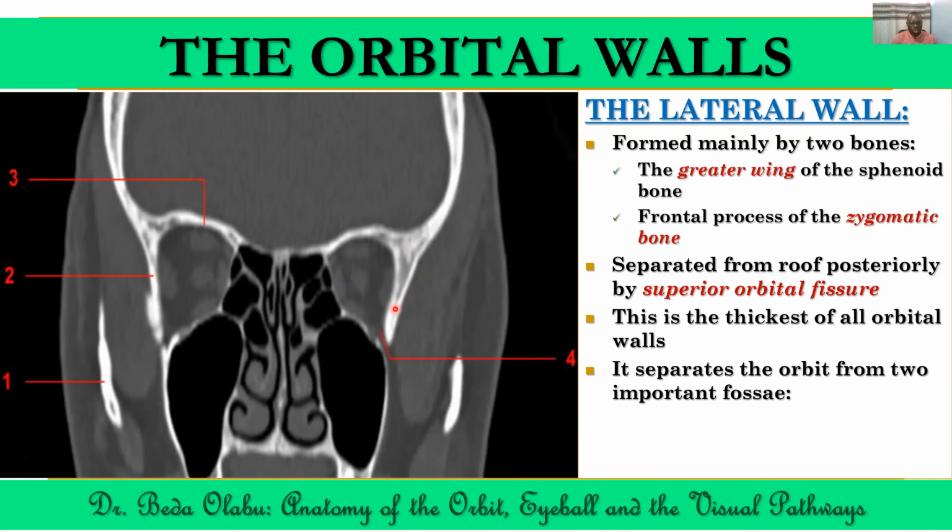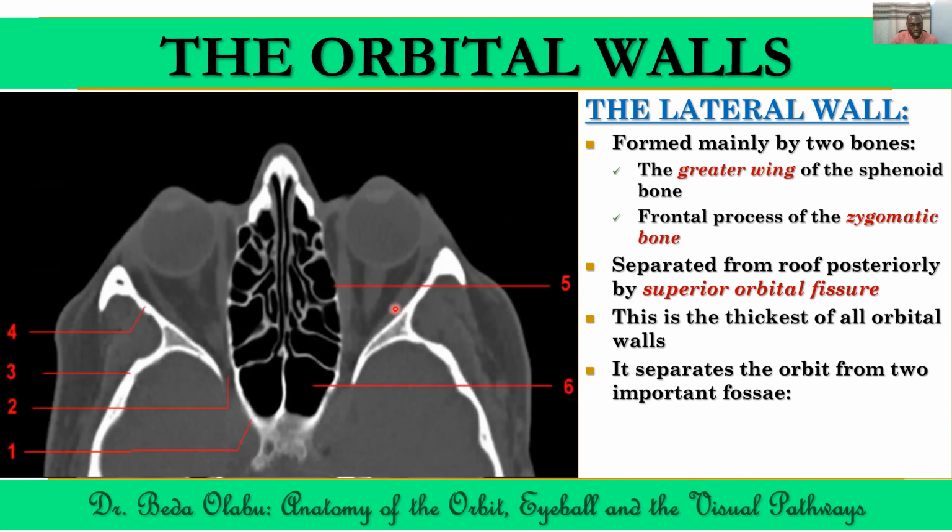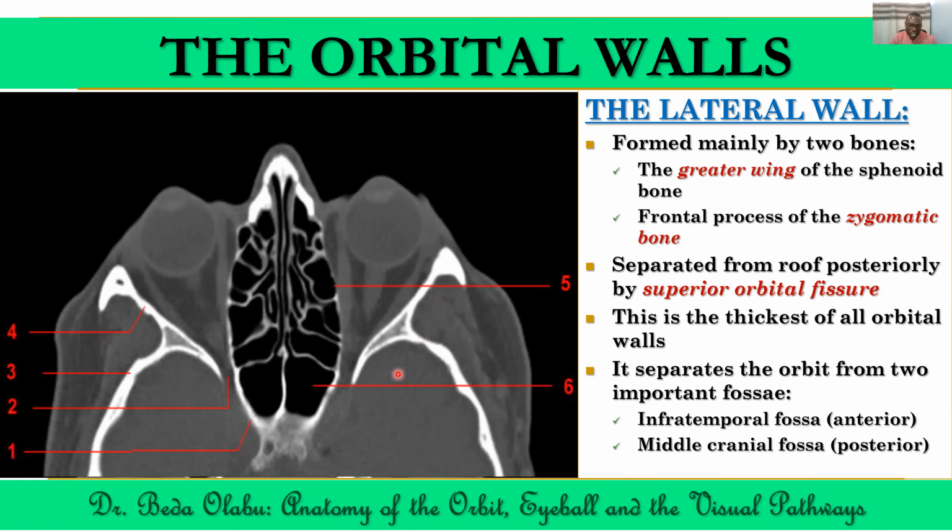The lateral wall of the orbit separates the orbital content from two important spaces. And this particular axial image shows us these spaces very well. So anteriorly, there's this space here. We call that region the infratemporal fossa. So the temporal region is extending to the infratemporal fossa there. And posteriorly, we have the middle cranial fossa.